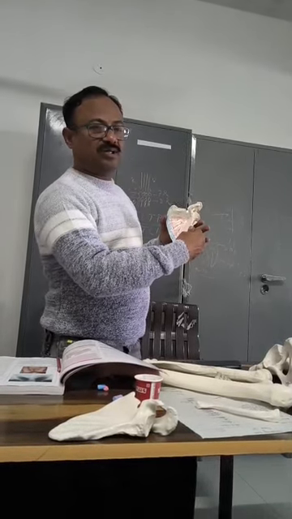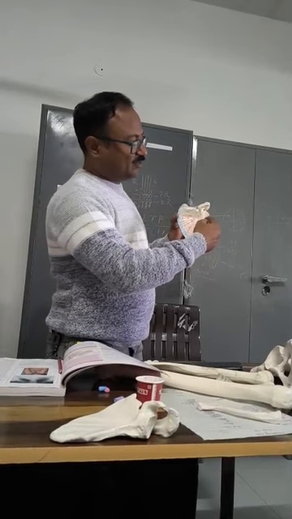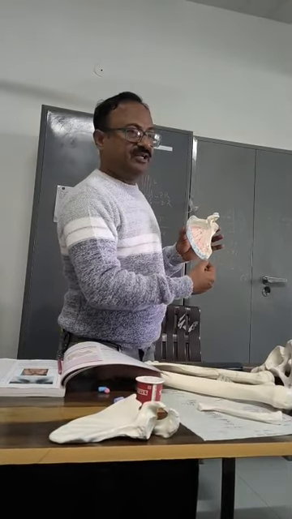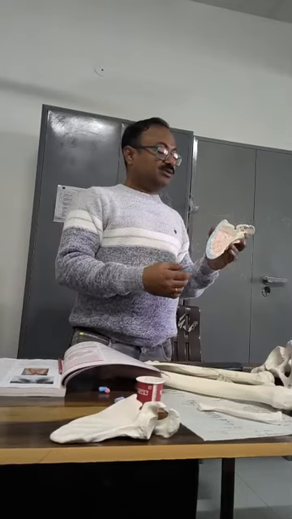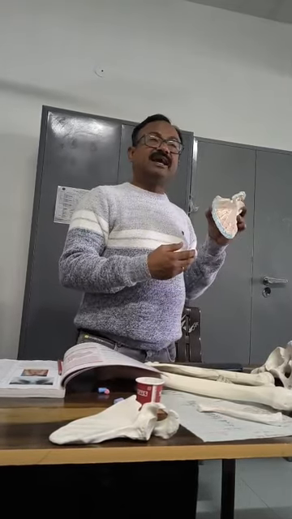The lateral border is the thickest border of all. The lateral border extends from the glenoid cavity to the inferior angle. It is the thick border. Okay, now this is a left-sided scapula.